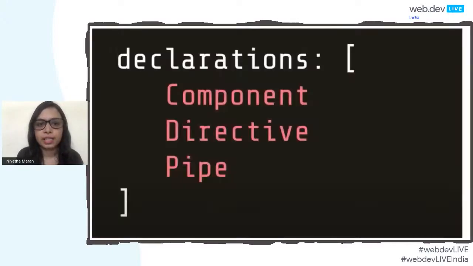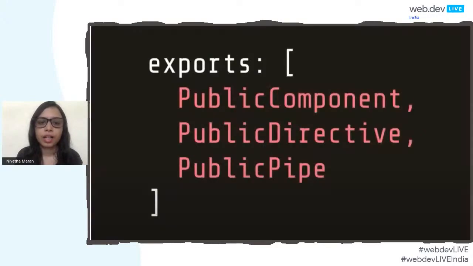The first up is declarations. The declarations property is where we declare all the components, directives, and pipes which are privately available to that particular module. So if you take, for example, a login module, you'll be declaring all the components, pipes, and directives associated with that login module in the login app. So that's where the declarations come.